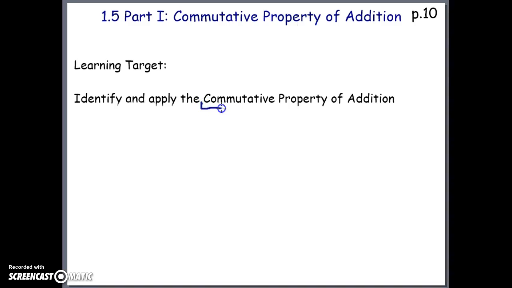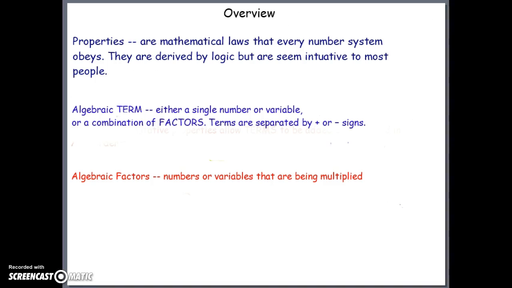And the word commutative comes from the word commute, which means to move, right? When your parents commute to work, they move from your house to their job. So commute and move are two words that I want you to associate with each other.